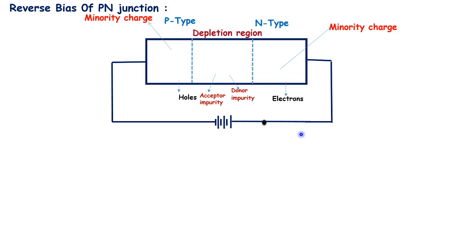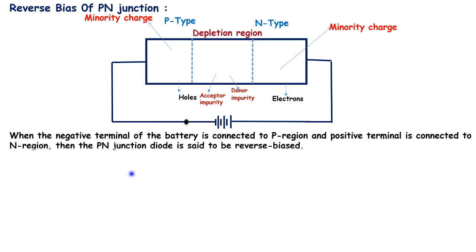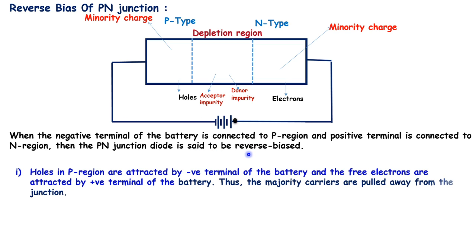So this is the current passing through, but it is very less in the PN junction. Now if we plot the graph, then it will be plotted in the third quadrant because current and voltage both are negative. When the negative terminal of the battery is connected to the P-type semiconductor and the positive to the N-type, then the PN junction diode is said to be reverse biased.